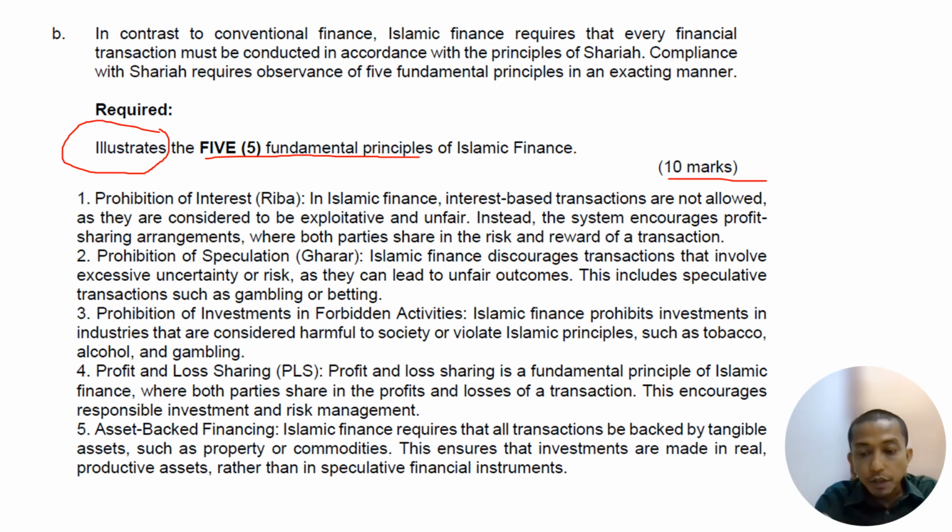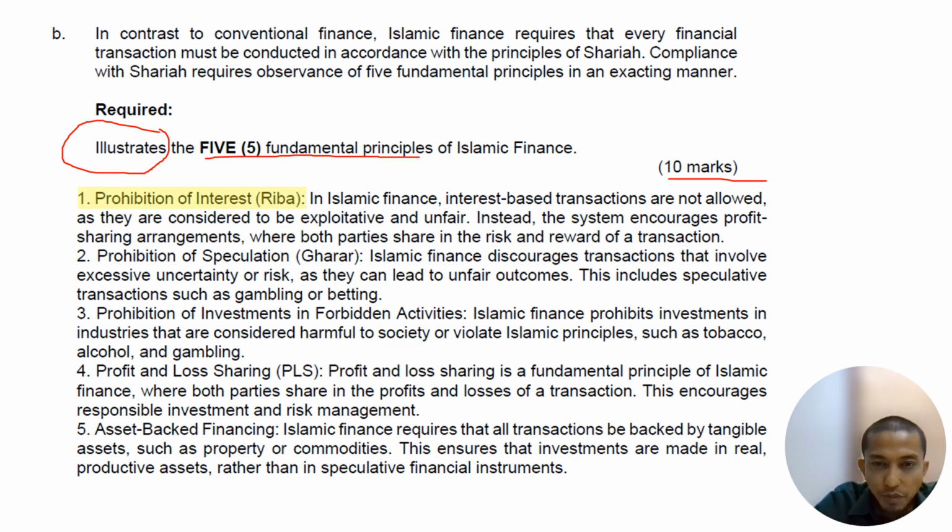The first one is prohibition of interest, which is riba. So the first one is prohibition of interest, which is riba. You can just explain this on your own. If you did not memorize this, you can also just explain based on your understanding.